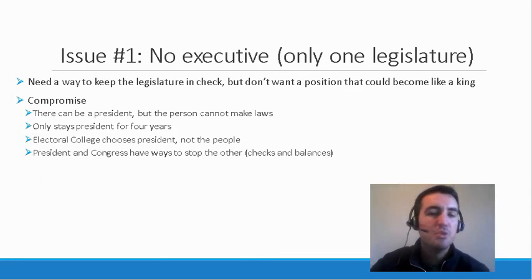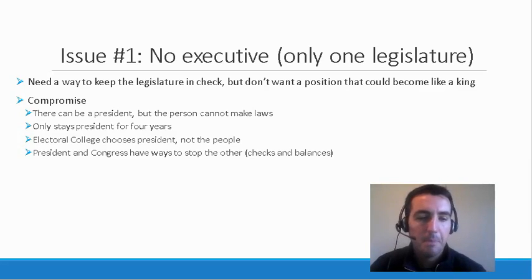So that was issue 1. So the compromise is what you should be focusing on, and if you need to take a screenshot or use your snipping tool to take that information down, now would be a good time to do so.